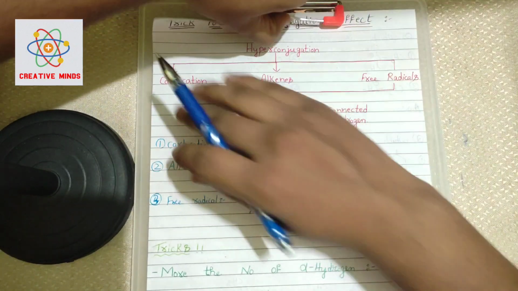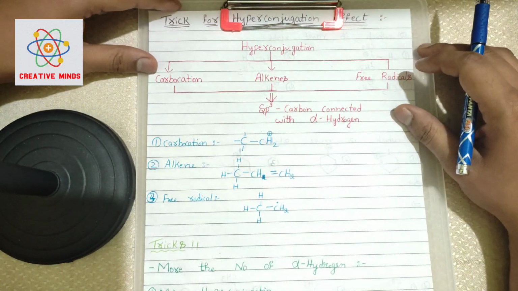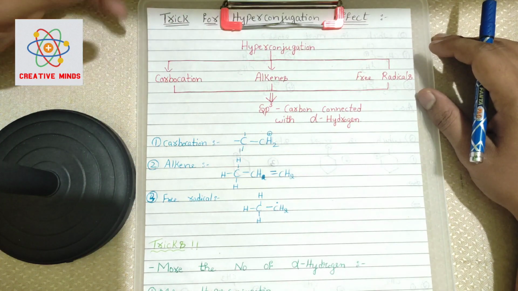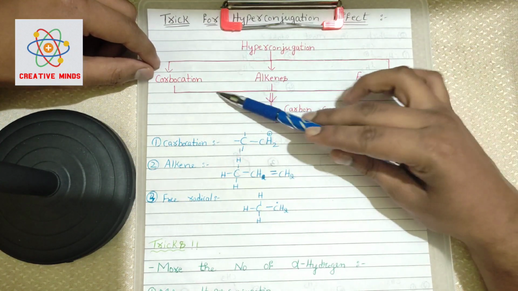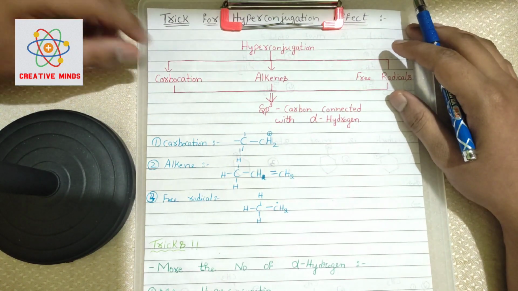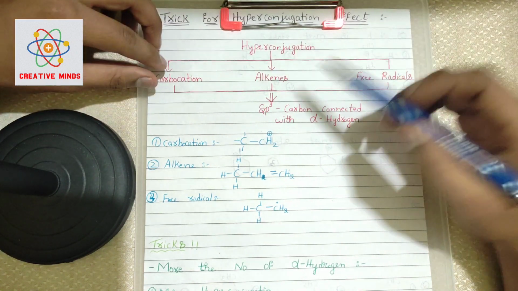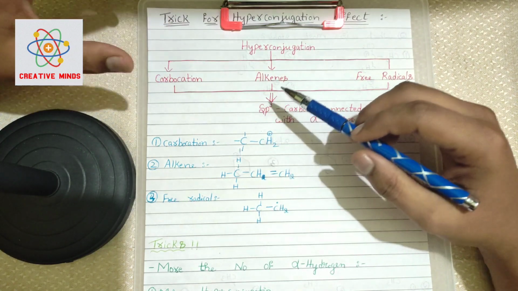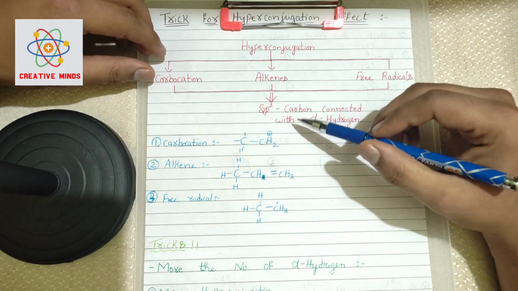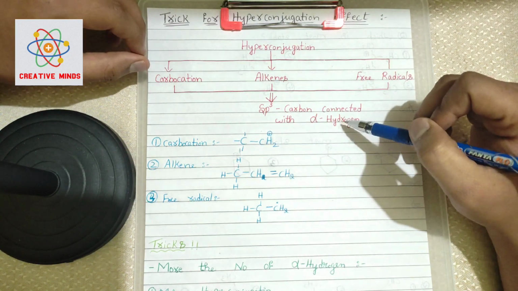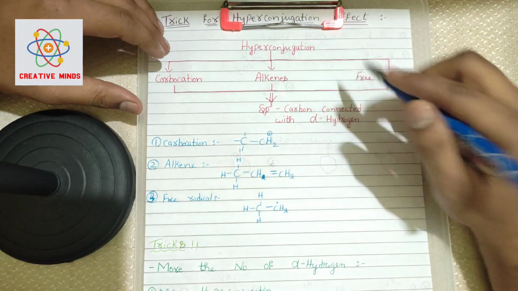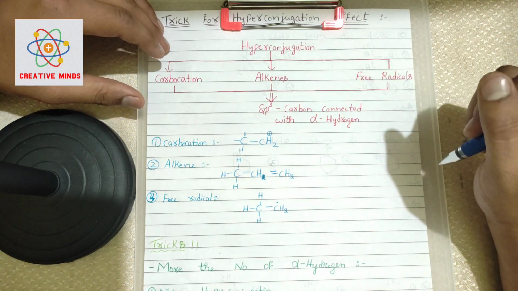Now in the case of hyperconjugation, we will be observing hyperconjugation in carbocation, alkene and free radicals. Now, how can we observe hyperconjugation? Whenever there is an sp3 hybridized carbon, and to that carbon, if we can see another carbon which has hydrogen, we will name it as alpha hydrogen. And the main concept of hyperconjugation, we will be dealing with this alpha hydrogen.